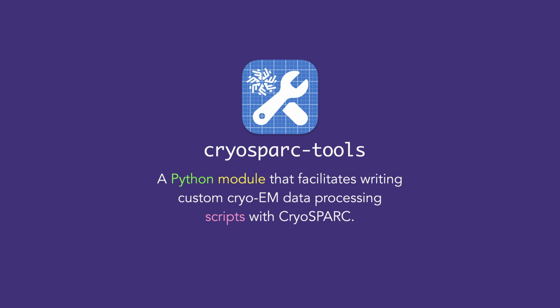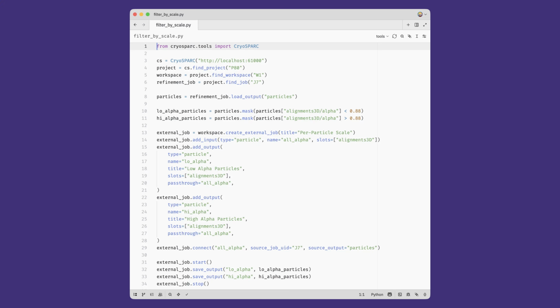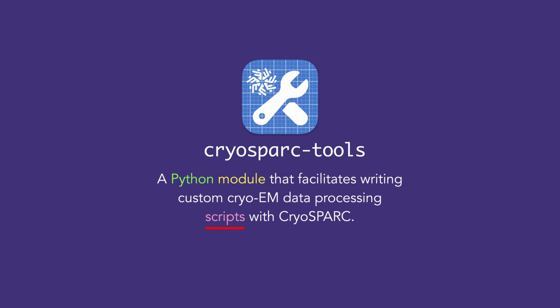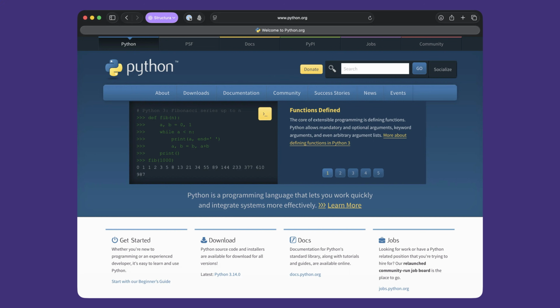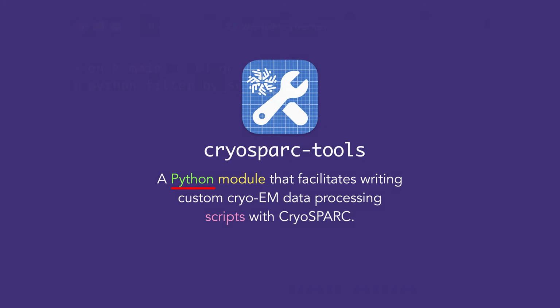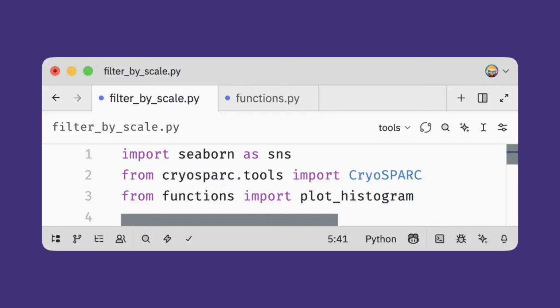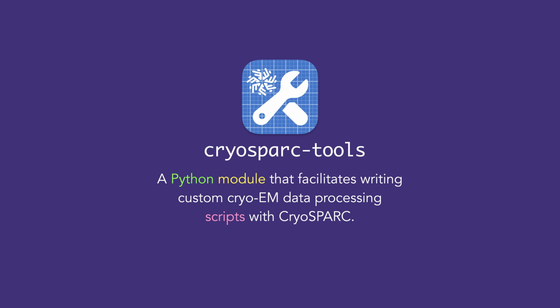CryoSPARC Tools is a Python module that facilitates writing custom cryo-EM data processing scripts with CryoSPARC. So let's break this down. A script is a text document with processing instructions, kind of like a recipe where the steps describe anything that you'd like a computer to do. Python refers to two things. It's both the language that scripts are written in and the name of the program used to execute them. A module is the name for a Python script that provides some common functions and instructions. That way, whenever you write a new Python script, you don't have to manually copy those common functions into your script every time. It's modular.